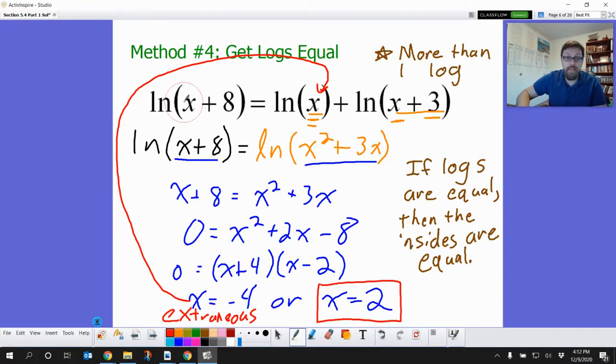We can do the ln of 2 plus 8, that's 10, that's fine. I can do the ln of 2, that's fine. And I can do the ln of 2 plus 3, that's 5. I can do the ln of 5. So that should work out just fine. And those are all our methods.